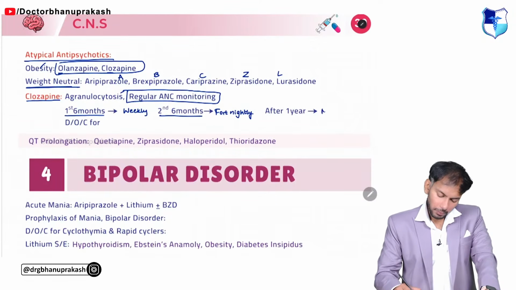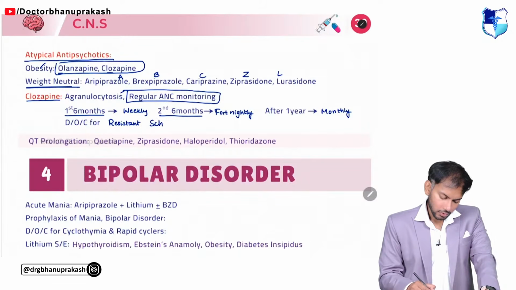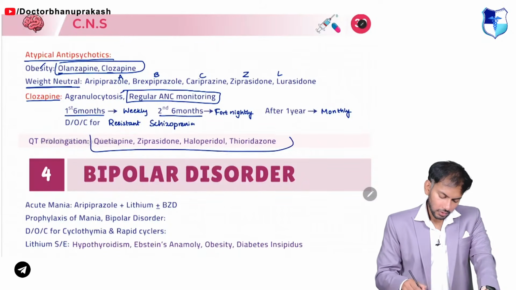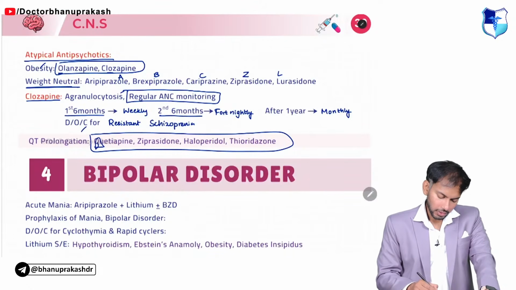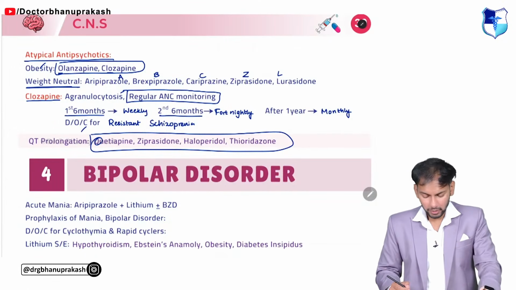After 1 year, you can do it monthly. This is actually the drug of choice for resistant schizophrenia. Now, these are the drugs that are causing the QT prolongation. One thing easy to remember, Q for Q is quetiapine. This is about the antipsychotic drugs.